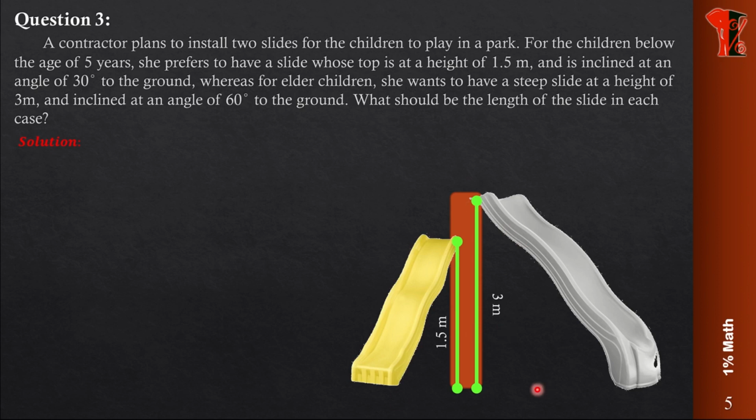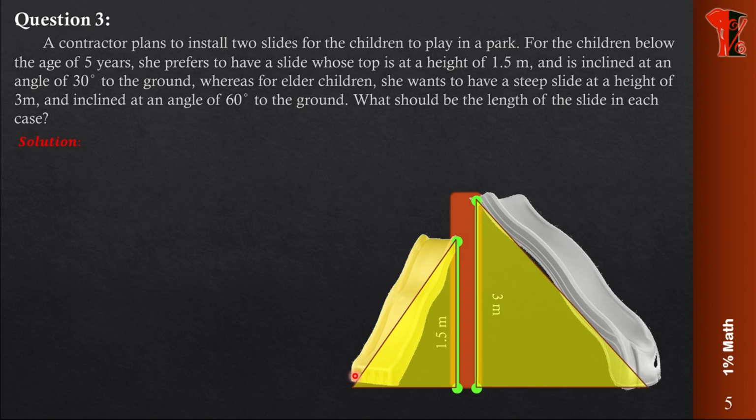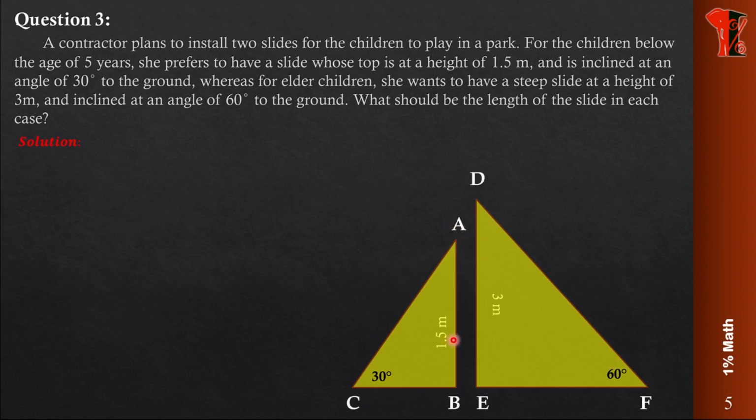Okay, and by looking at it we can make a right angle triangle here, correct? So in this right angle triangle we know the angle over here for a smaller slide as well as for a bigger slide. So that is nothing but 30 degree and 60 degree. So let us label it as ABC and DEF. Let us find the length of the slide. So this AC is the length of the slide. Okay, AC and DF. So we have to find the length of that. Now when you look into this triangle ABC, we know the opposite side and we have to find the hypotenuse. So the trigonometry function which relates opposite and hypotenuse is sine, correct?